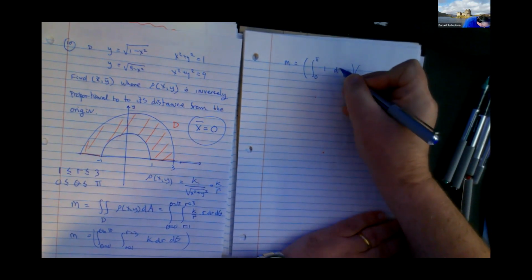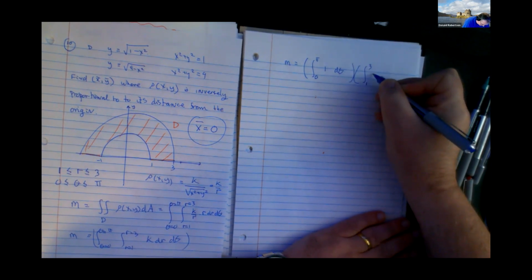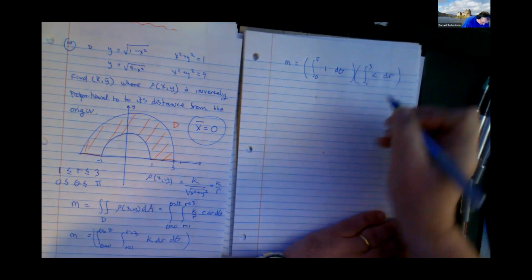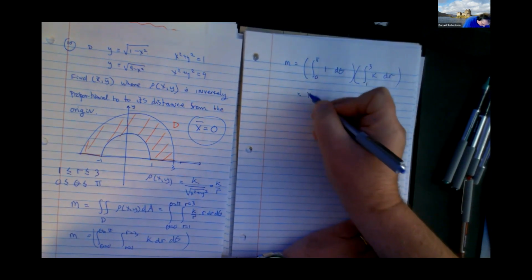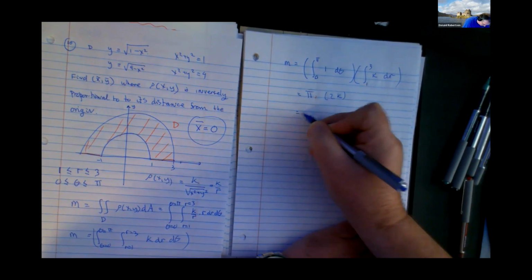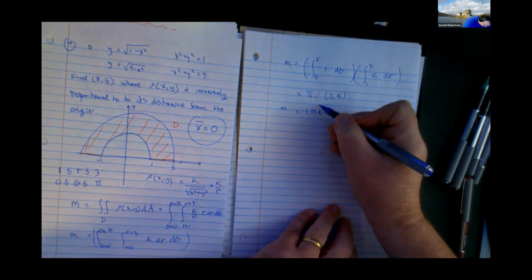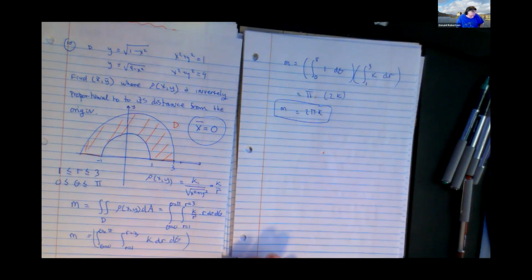And this guy, he gets the k. Right, if you do this guy, you get pi. And if you do this guy, you get 2k. So the answer is 2 pi k. Put a little box around it to remember it.